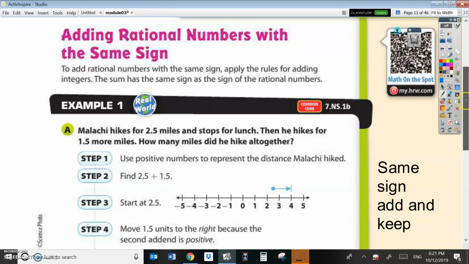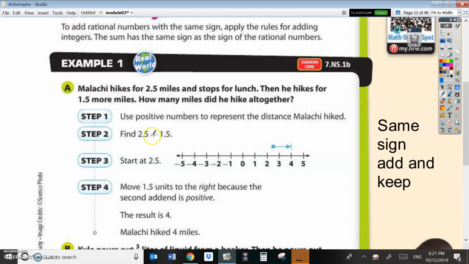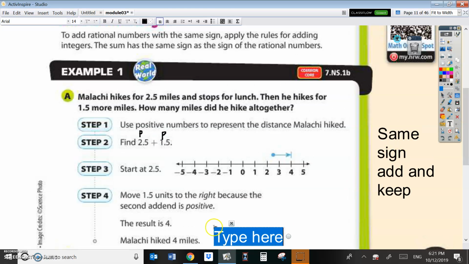So let's look at this first example here. 2.5 plus 1.5, you're starting positive. You're moving in the positive direction. Now remember, adding decimals means to line them up.